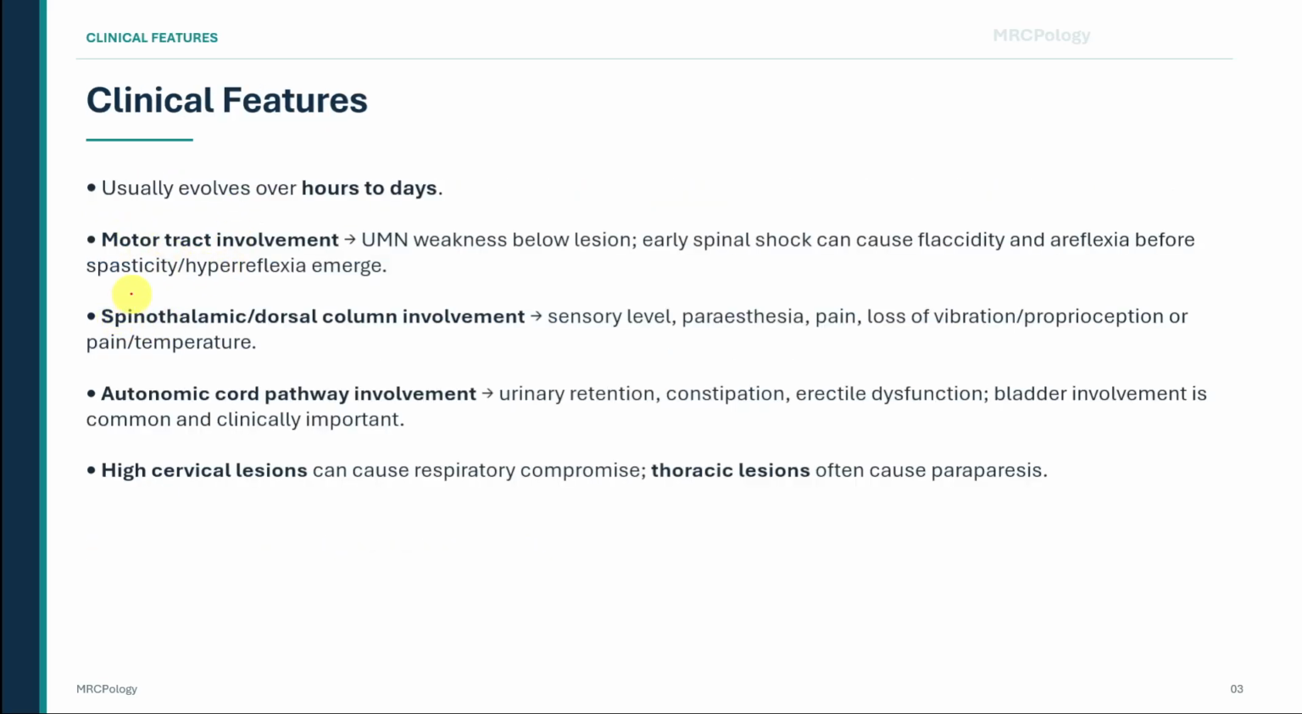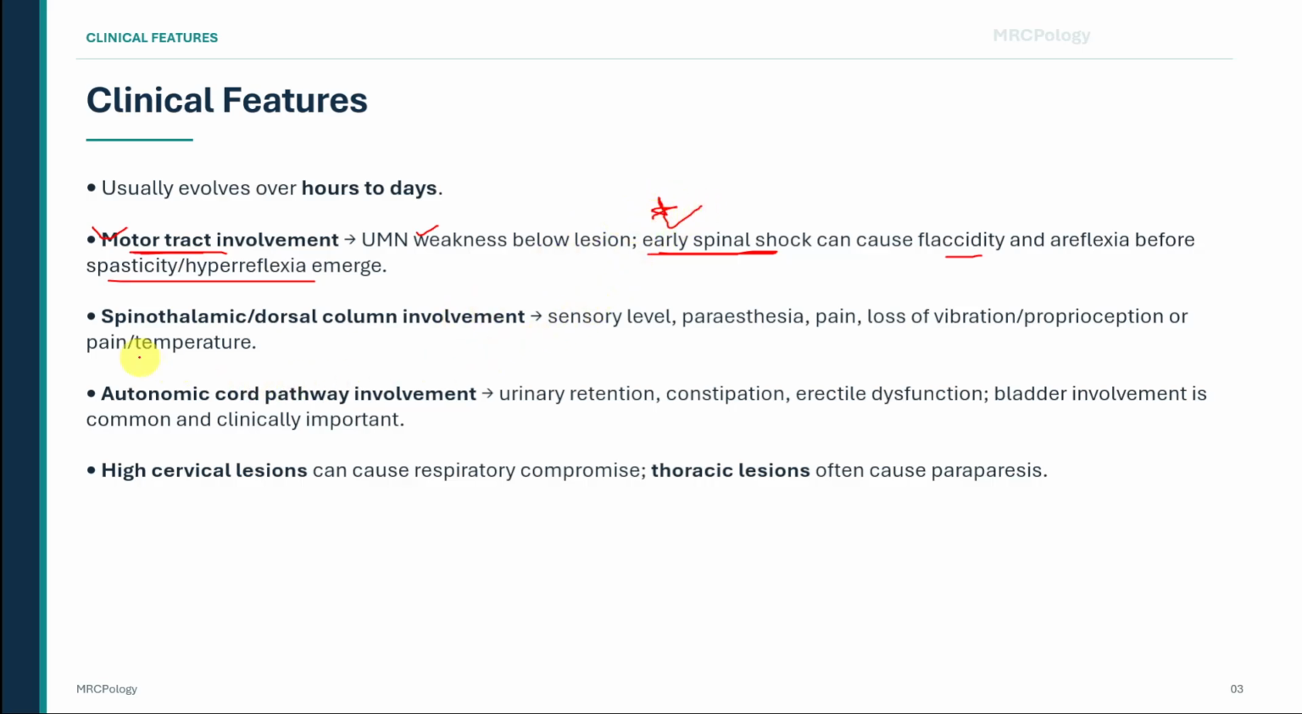The motor pathway involvement affects the corticospinal tracts. This usually causes upper motor neuron weakness below the lesion. However, there is an important early trap. In the acute phase, spinal shock can cause flaccid weakness and reduced reflexes. Later, as spinal shock resolves, spasticity, brisk reflexes, and extensor plantar responses may emerge. So early areflexia does not always mean this is a peripheral neuropathy.